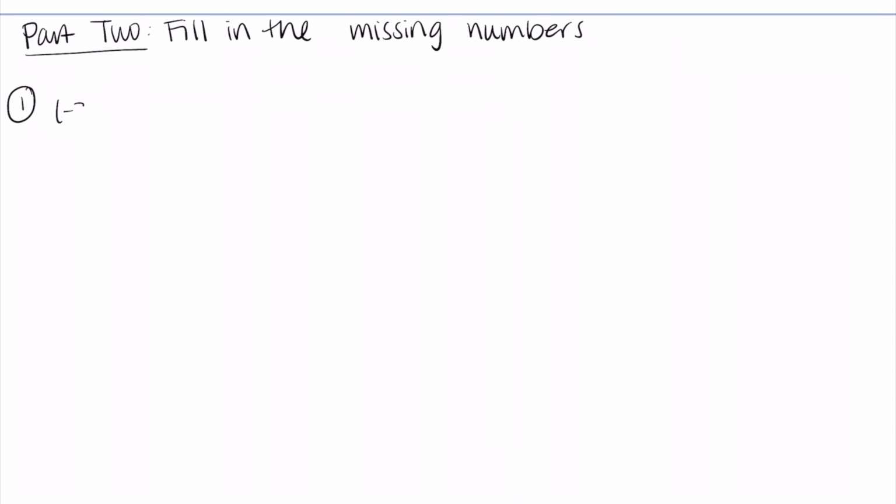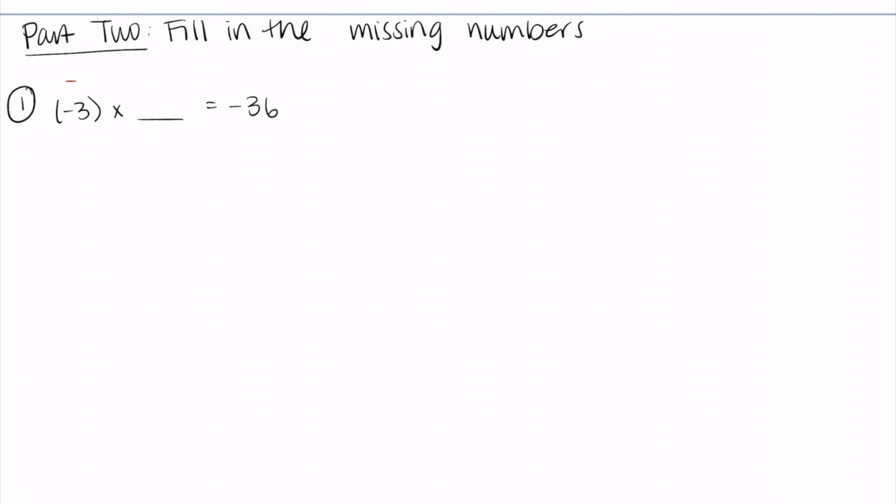All right, you guys, now we'll get into part 2 of our practice problems for today. For part 2, the directions say to fill in the missing numbers. So for number 1, we have -3 times blank gives us -36.